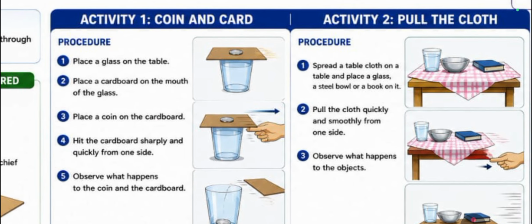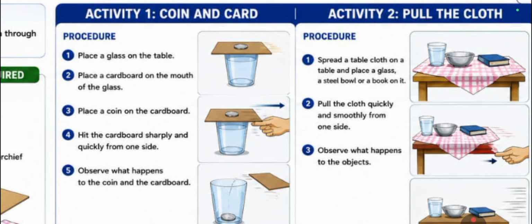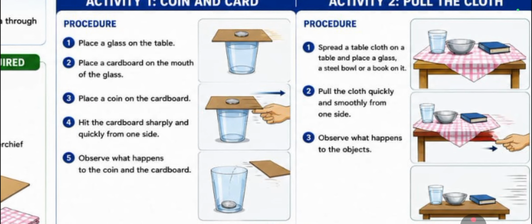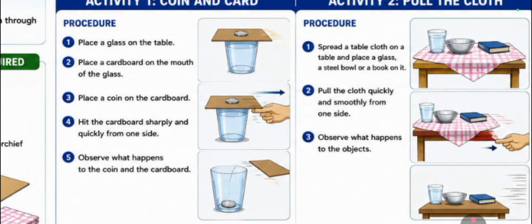Now we have to do the activity. The first activity is coin and card. Here is the procedure. Place a glass on the table. Place a cardboard on the mouth of the glass. Place a coin on the cardboard. Hit the cardboard sharply and quickly from one side. Observe what happens to the coin and the cardboard. The coin is in the glass.